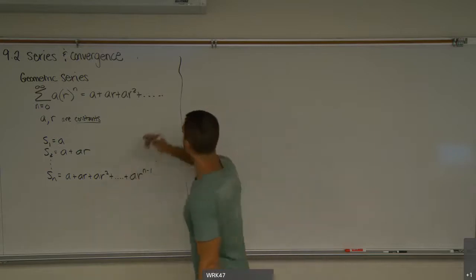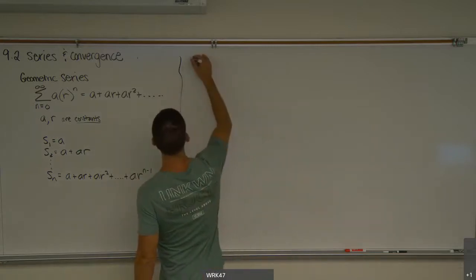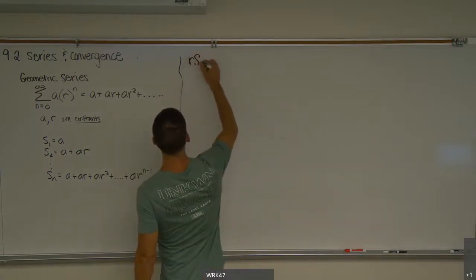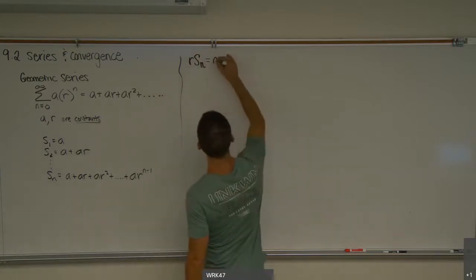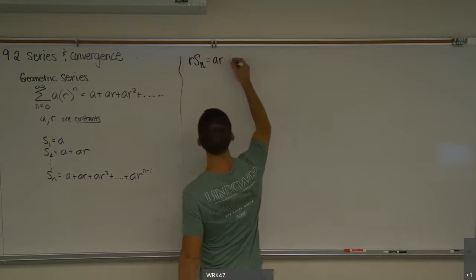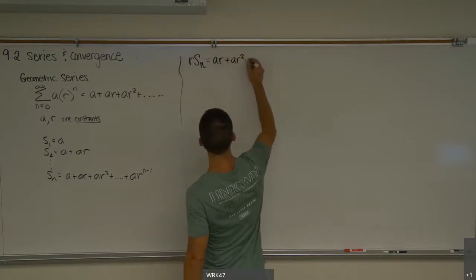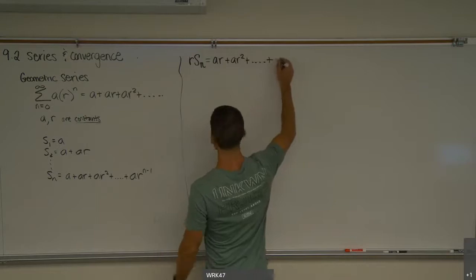We're going to try to manipulate the way this formula looks. And don't worry about why I'm doing it, but I'm going to take the nth partial sum formula and multiply it by r. Therefore, bumping up everything by a power of r. So now it's ar plus ar squared plus, and so on, now out to ar to the n.